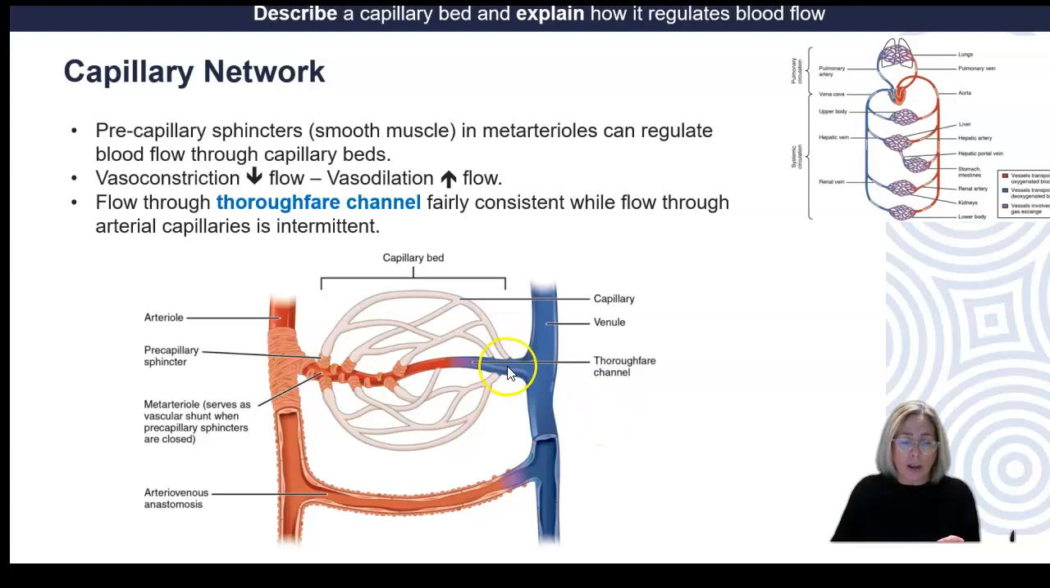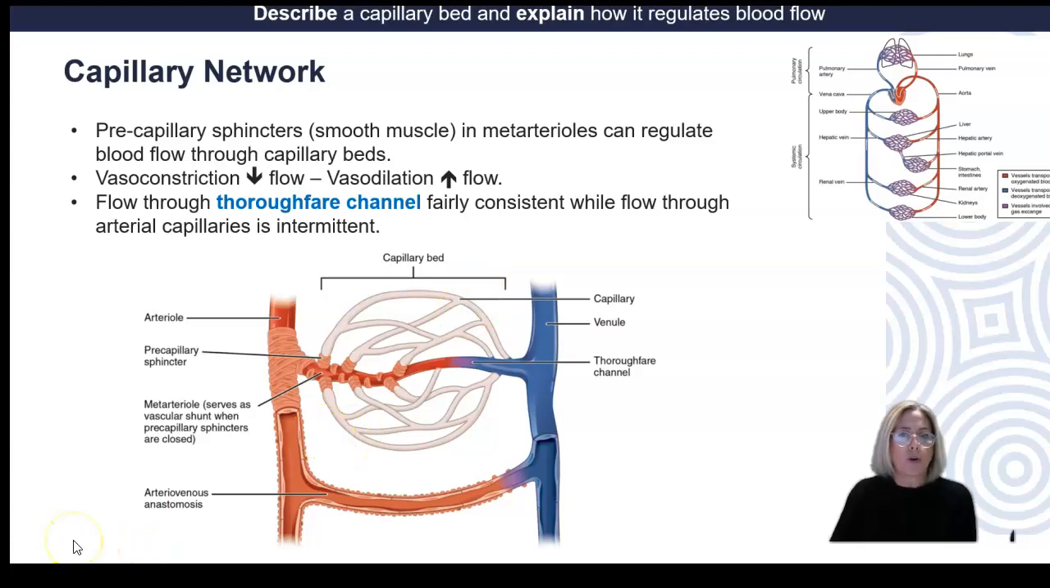Now, the flow through the thoroughfare channel, which you can see here, is fairly consistent, while the flow through those arterial capillaries is intermittent. So just to repeat that, when the precapillary sphincter is contracted, this capillary bed is kind of shut off. So this metarteriole can serve as a vascular shunt to shunt blood into the venous system, because these precapillary sphincters are closed. But when those smooth muscle cells relax to cause vasodilation, that's going to literally open up those capillaries and blood will flow through them.